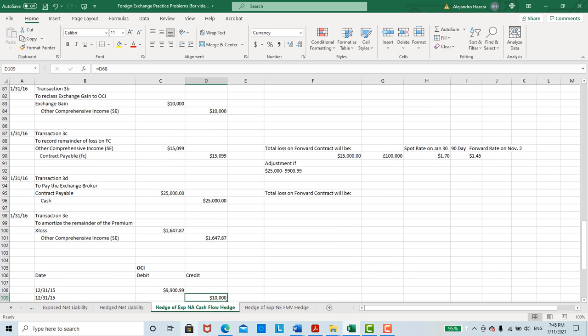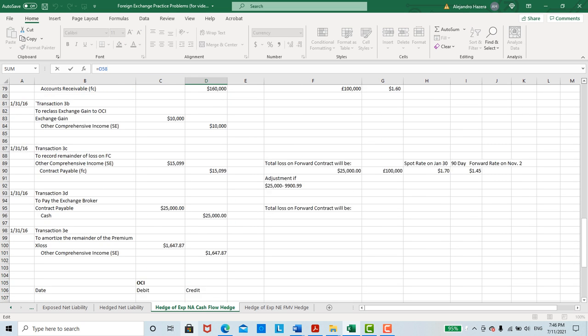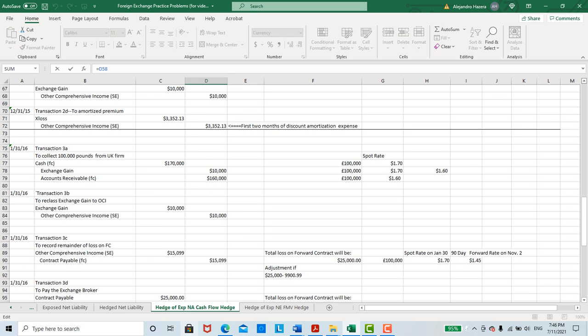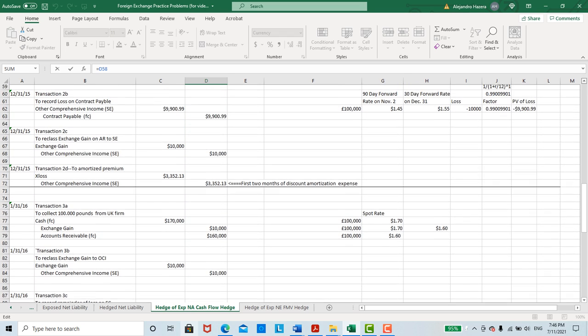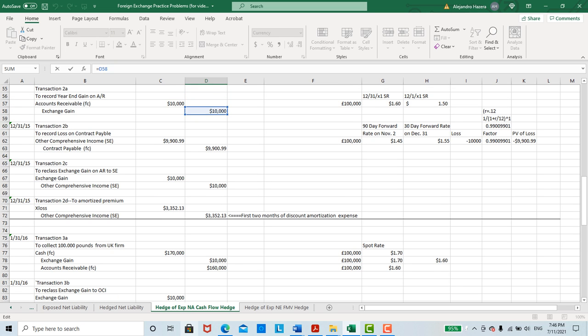Just a minute here, I'm on the wrong one here. D58. There's your exchange gain. They were both the exchange gains.